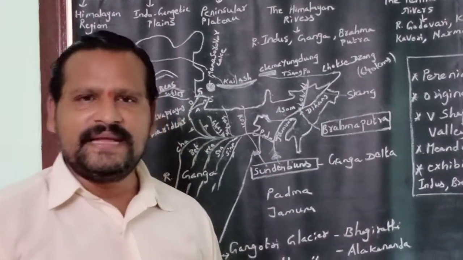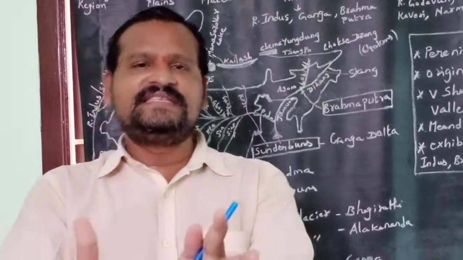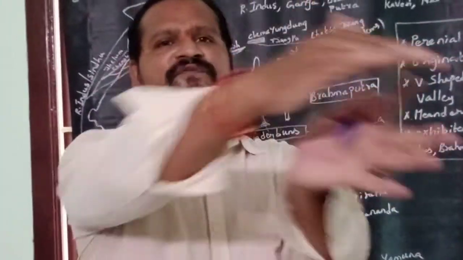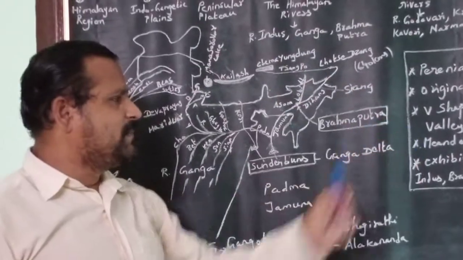What is meant by meanders? Okay, when the water in the Himalayan river rises up due to heavy rainfall, the Himalayan rivers change the way frequently and flow like a snake. That is called meanders. So Himalayan rivers have meanders.